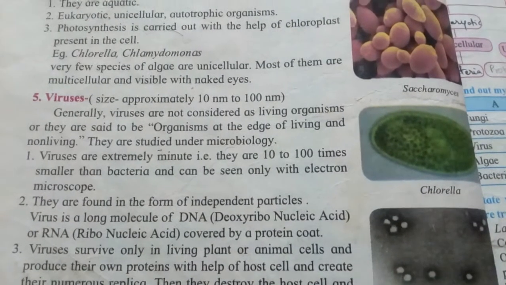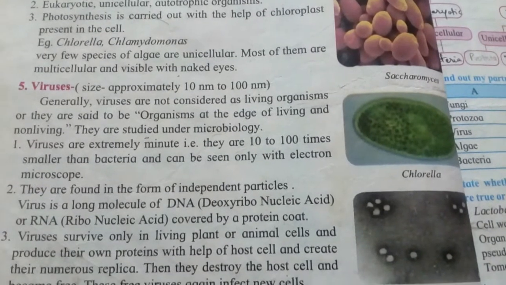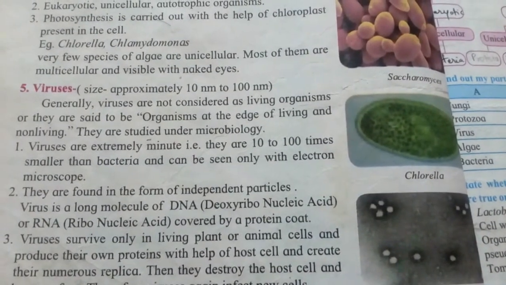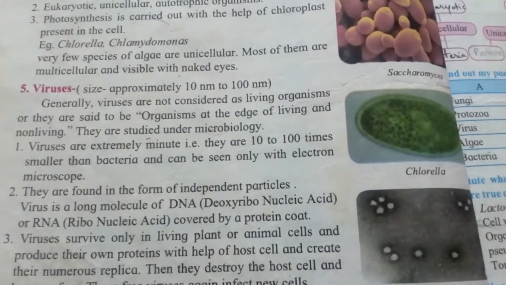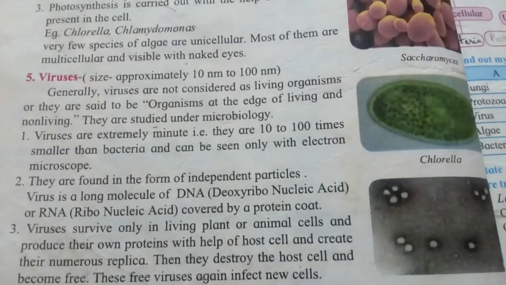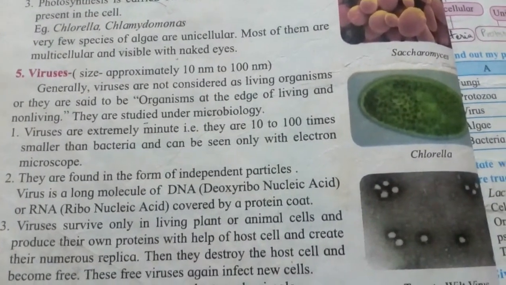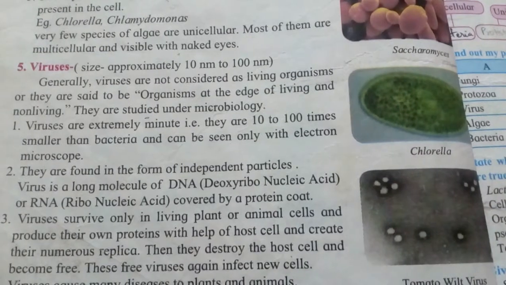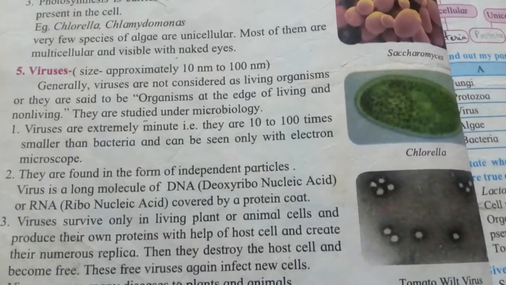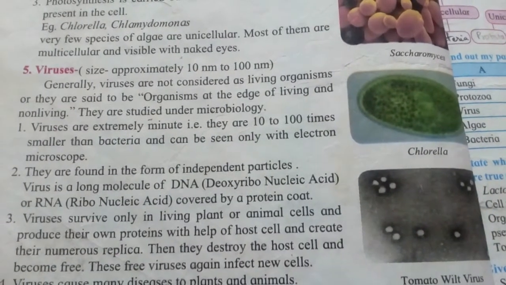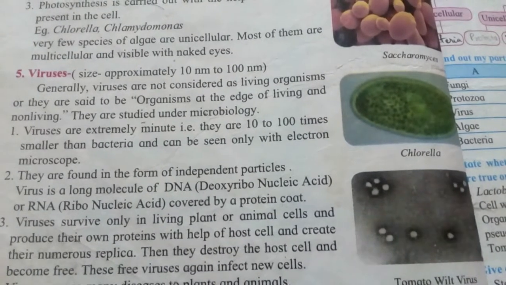The size of viruses is approximately 10 nanometers to 100 nanometers, and viruses are not considered to be living organisms totally, but they are intermediate, something present at the edge of living and non-living. So we can say that viruses are simply independent particles which are made up of DNA or RNA strands, or a DNA or RNA molecule.